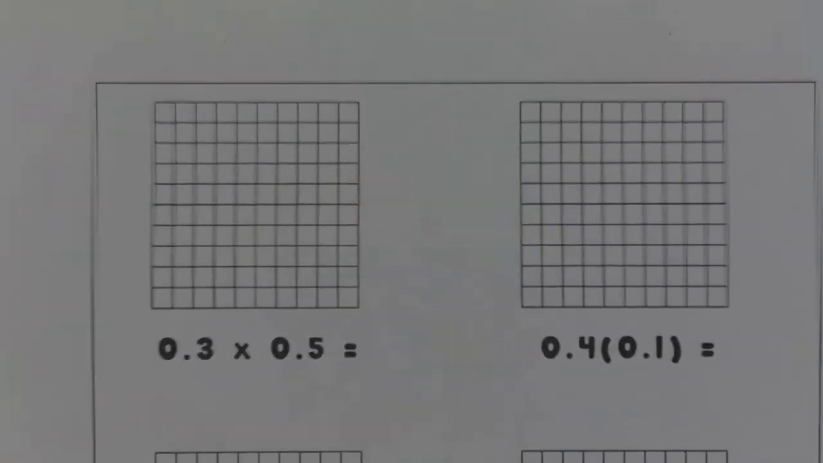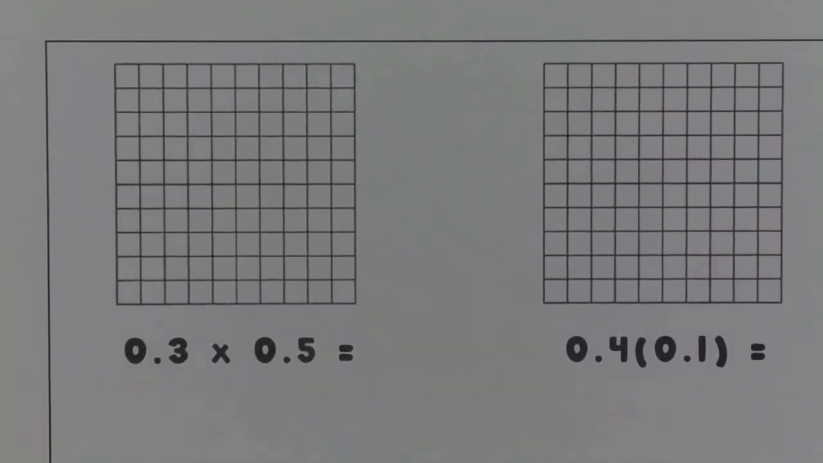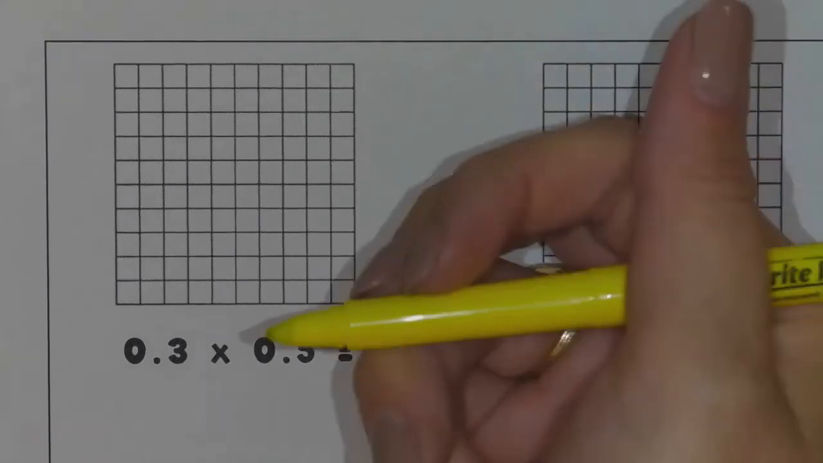All right, so today we're looking at how do we use models to show decimal by decimal multiplication. So I'm going to be using two different colors here. I'm going to use a yellow and a blue. So my very first problem that I have is 3/10 times 5/10.